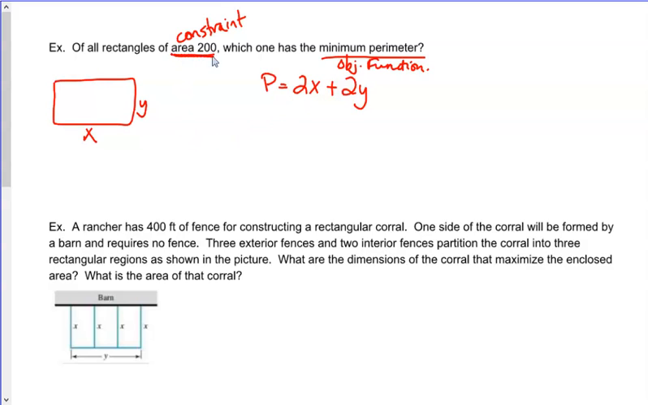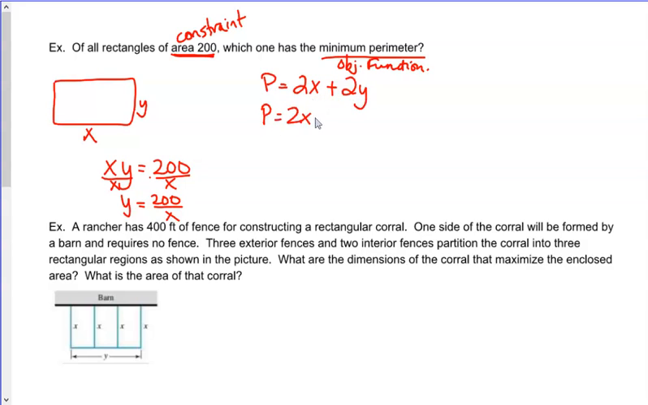So that's my function that I need to maximize or minimize in this case. The constraint comes from this piece of information that says the area of this rectangle is 200. So to find the area of a rectangle, I have to do xy equals 200, and that is my constraint equation that I'm going to use to get my perimeter function in terms of one letter. Again, a lot of times we like to do it in terms of x. So let's solve for y. If I do that, I'm going to divide by x. So y is equal to 200 divided by x.